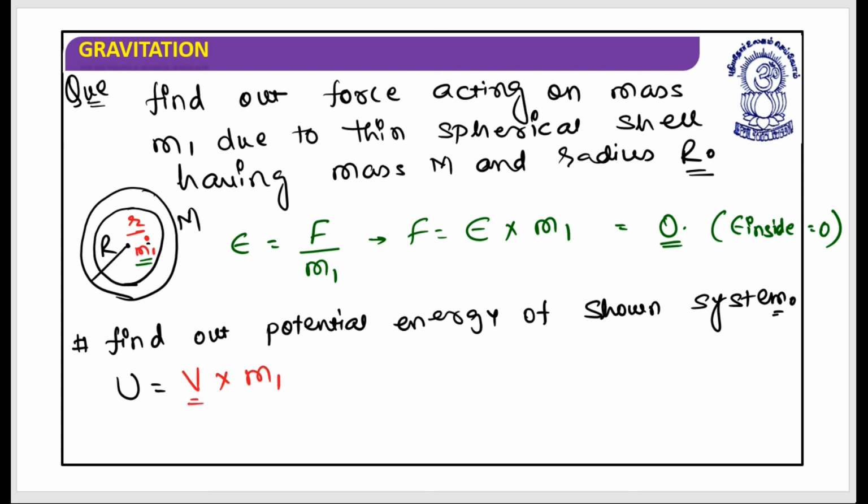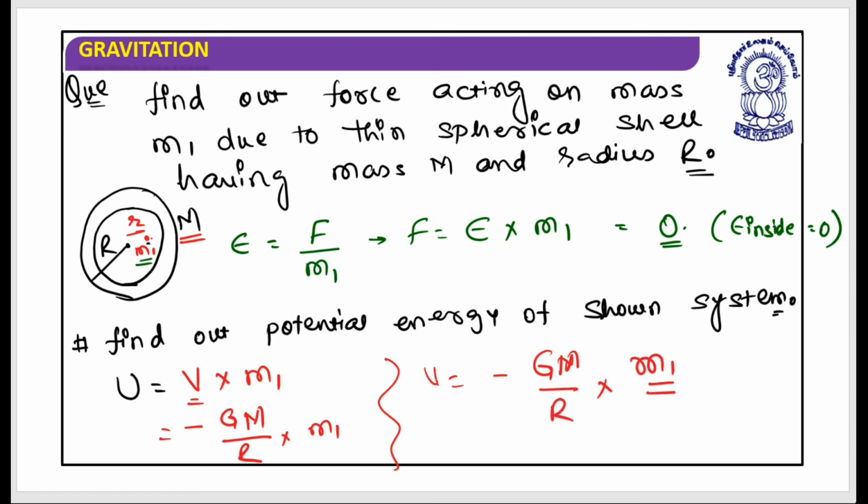Now I need to write down the potential due to this mass. It's the mass of a spherical shell. When the point is inside, you need to use the complete radius. So the potential is minus G m divided by r, multiplied by m1. So U equals minus G m m1 divided by r. I hope this is clear.